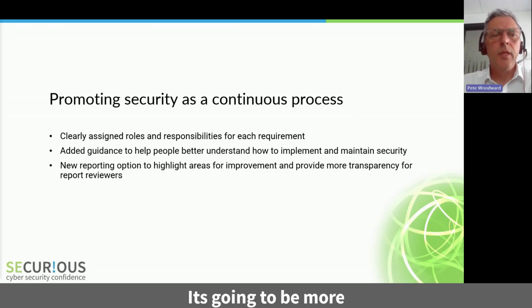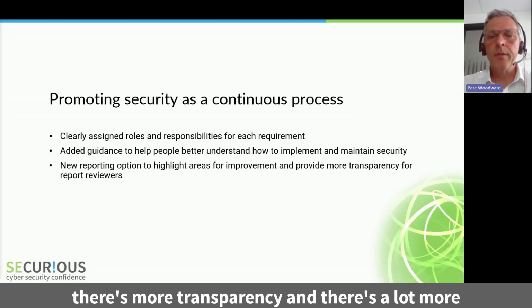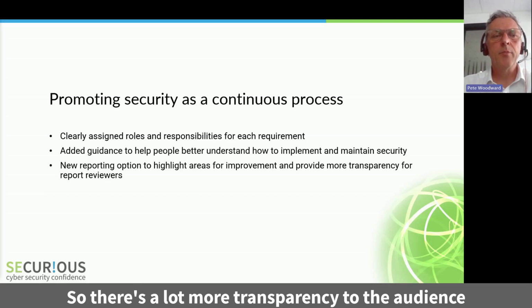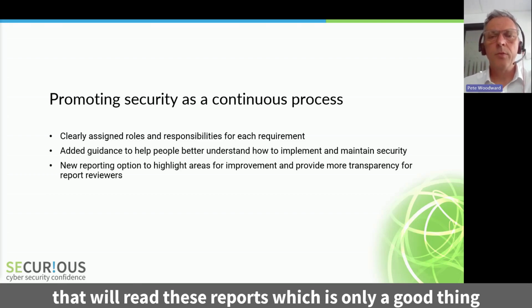It's going to be more. There's a lot of improvements. There's more transparency, and there's a lot more front-loaded scope details along with diagrams, etc. So there's a lot more transparency to the audience that will read these reports, which is only a good thing.